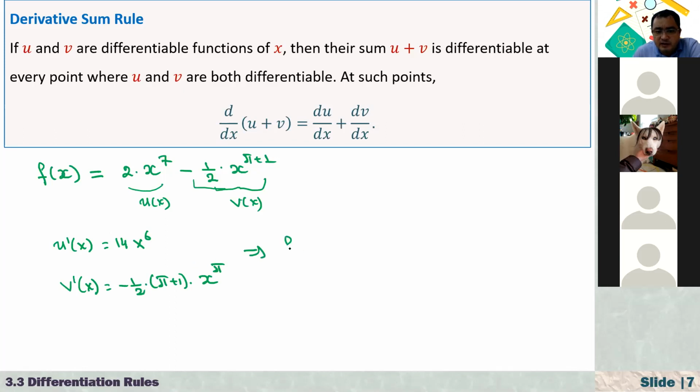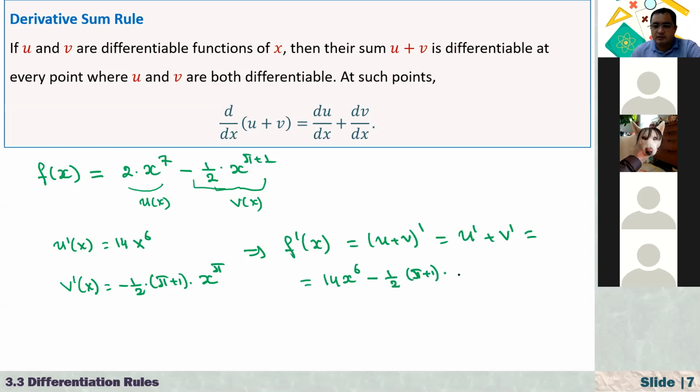Now from here, f prime of x should be equal to (u plus v) prime of x. Using this property, it is just equal to u prime plus v prime. What is u prime? It is 14x to the power of 6. What is v prime? That is minus 1 over 2 times (pi plus 1) times x to the power of pi.